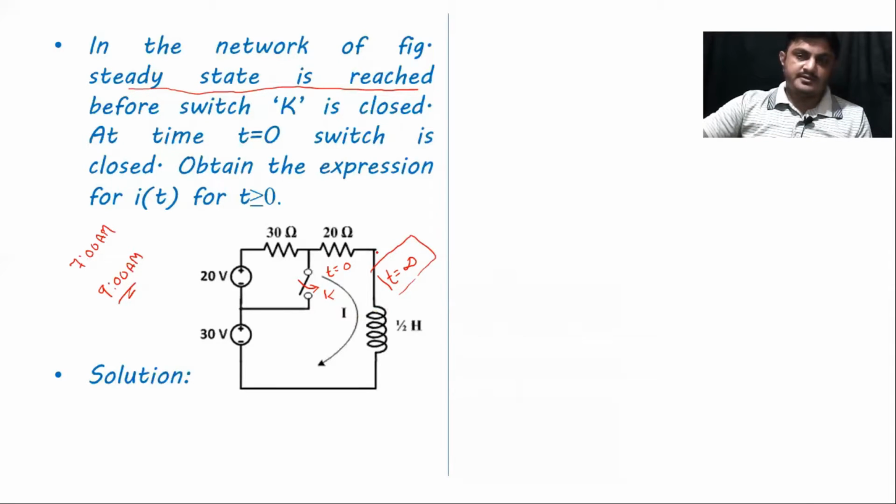Always remember that t equal to 0, the switch closing time, is not the same as t equal to 0 for the inductor. You have to read your example carefully. It is given that steady state is reached before the switch is closed.